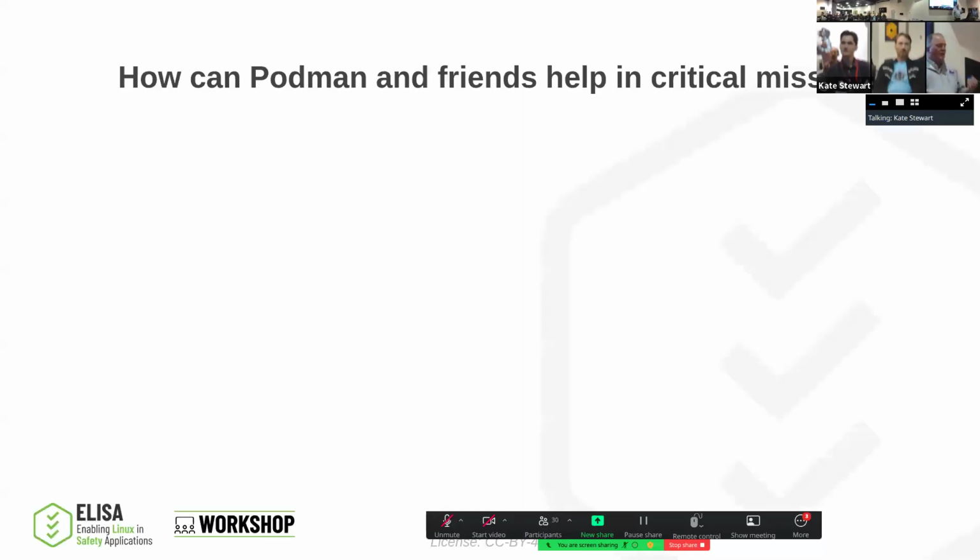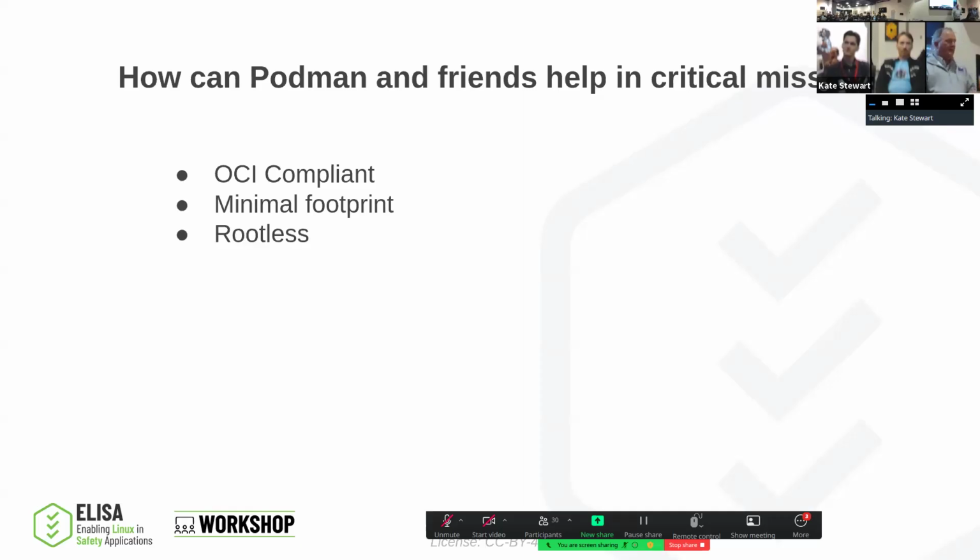So how can Podman and Friends help in critical missions? Well, first of all, it's OCI compliant. That's why I don't like Docker. OCI, Open Container Initiative, is the standard of all containers in the world, whether you're running them in things like Kubernetes or running them locally on Podman or Docker or any of the other tools out there. We can do a minimal footprint, so we can actually start to shrink down these applications to just what you need inside of the application, eliminating the footprint and minimizing the size.